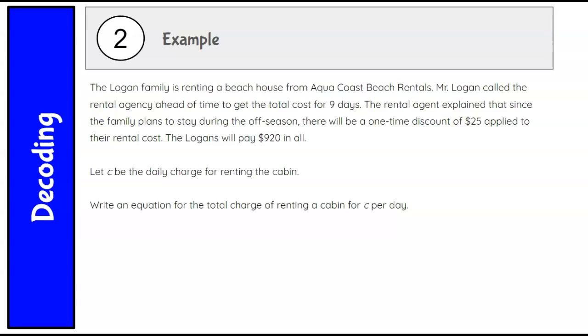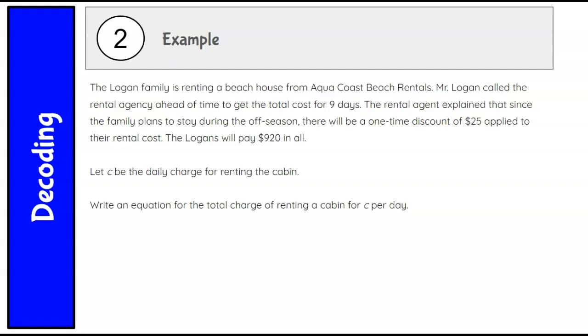Woohoo for the Logans. The Logans will pay $920 in all. Let C be the daily charge for renting the cabin. Write an equation for the total charge of renting a cabin for C per day. So before we go any further on this, let's look at what it's asking us to do. It's asking us to write an equation. It's not asking us to find the charge. It's not asking us to figure out how much it costs per day. It just says write an equation.